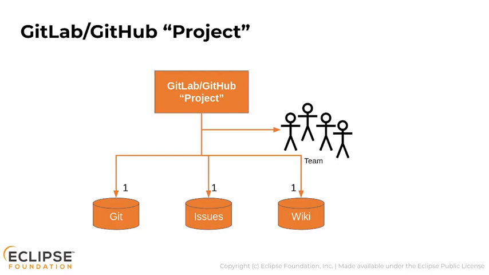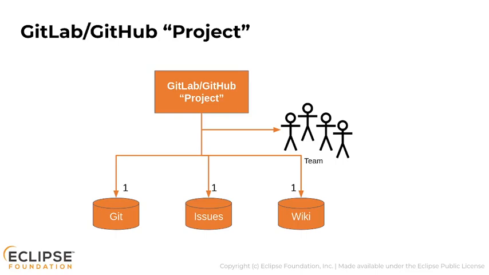Contrast the notion of an Eclipse open source project with a GitLab or GitHub project. In the GitLab and GitHub worlds, a project is the aggregation of a single repository, a single issue tracker, a single wiki, and so on. A GitLab or GitHub project that is owned by an Eclipse open source project has a team with the necessary privileges to push content directly to the repository, accept merge and pull requests, resolve issues, and so on. Only committers from the Eclipse open source project will have these privileges.